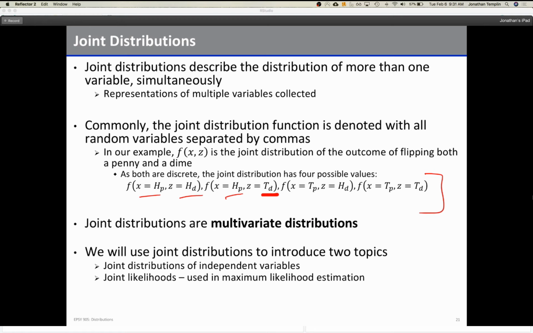Often we take joint distributions. We're going to use these to introduce two topics, independent variables. So if this is a penny and a dime, I'm assuming these to be independent. If you just pull these out of your pocket and flip them, you see them to be independent. What do we do with independent random variables? How do we form the joint distribution? But generally speaking, when we get to maximum likelihood estimation, when we get to Bayesian statistics, how we form our likelihood functions comes from these joint distributions. Critically, they show up everywhere.